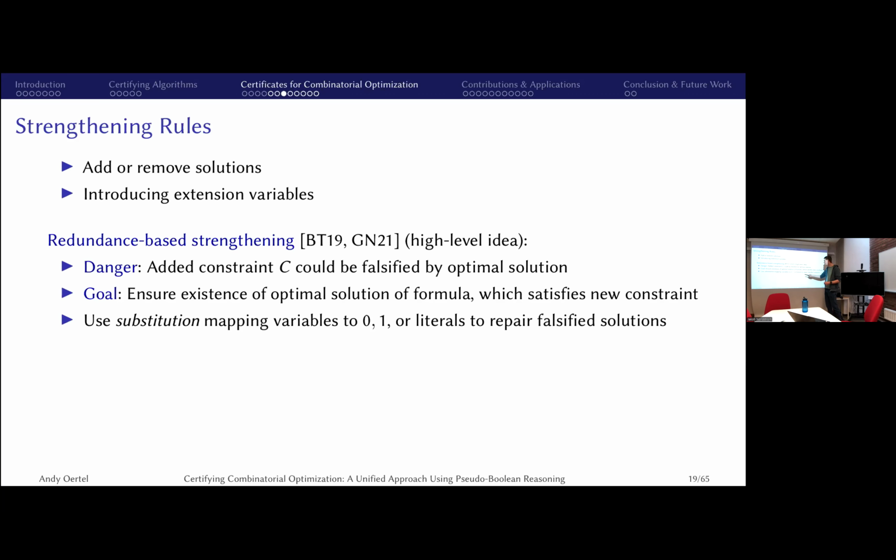So you have to ensure that after adding the new constraint, there still exists at least one optimal solution to the original formula that you started with that also satisfies this added constraint. And the way this is done is by giving a substitution that repairs every solution that is falsified by this added constraint to a solution that is also satisfied by the formula and the added constraint.